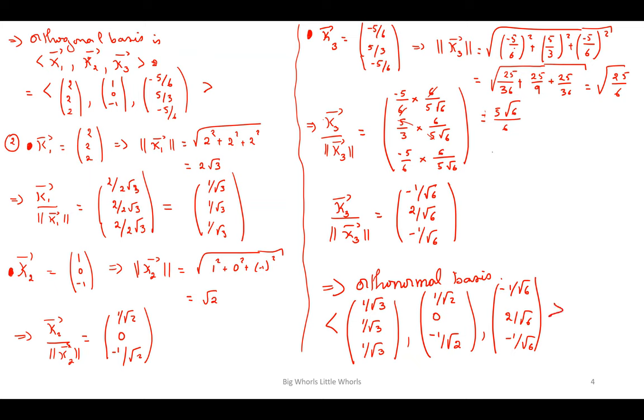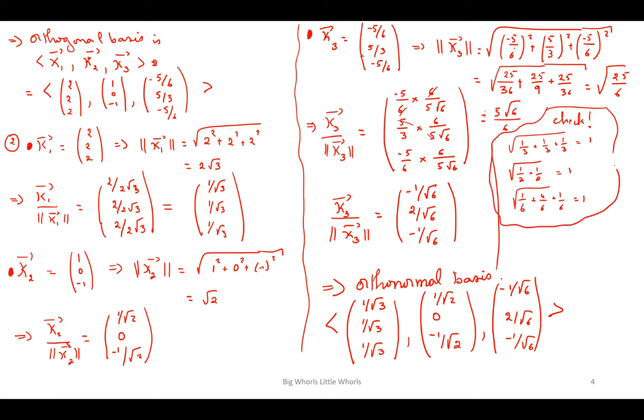So they are normalized, because if we take the norm of these vectors, their norms should be 1. The square root of 1 over 3 plus 1 over 3 plus 1 over 3 is going to be equal to 1. For the second vector, the square root of 1 over 2 plus 1 over 2 is 2 over 2, which is 1. And for this one, we have the square root of 1 over 6 plus 4 over 6 plus 1 over 6, which equals 1. So this is just a small check for these orthonormal basis vectors.